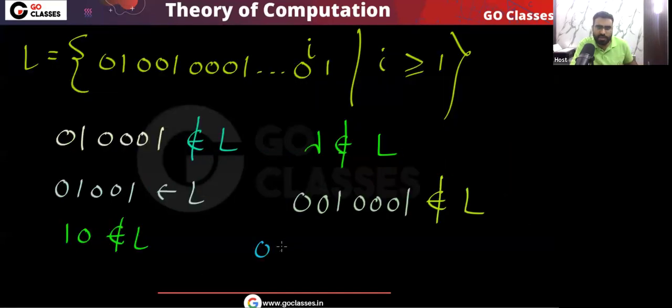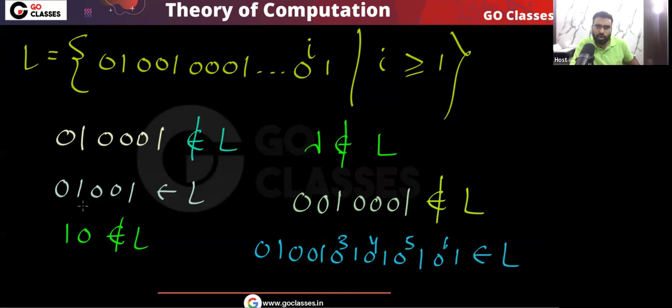Basically, this is the type of string we have. For example, 01, then 001, then 0^3 1, then 0^4 1, then 0^5 1, 0^6 1. Yes, this belongs to L. This string belongs to L because here the value of i is equal to 6. Understood? So first you understand the language.